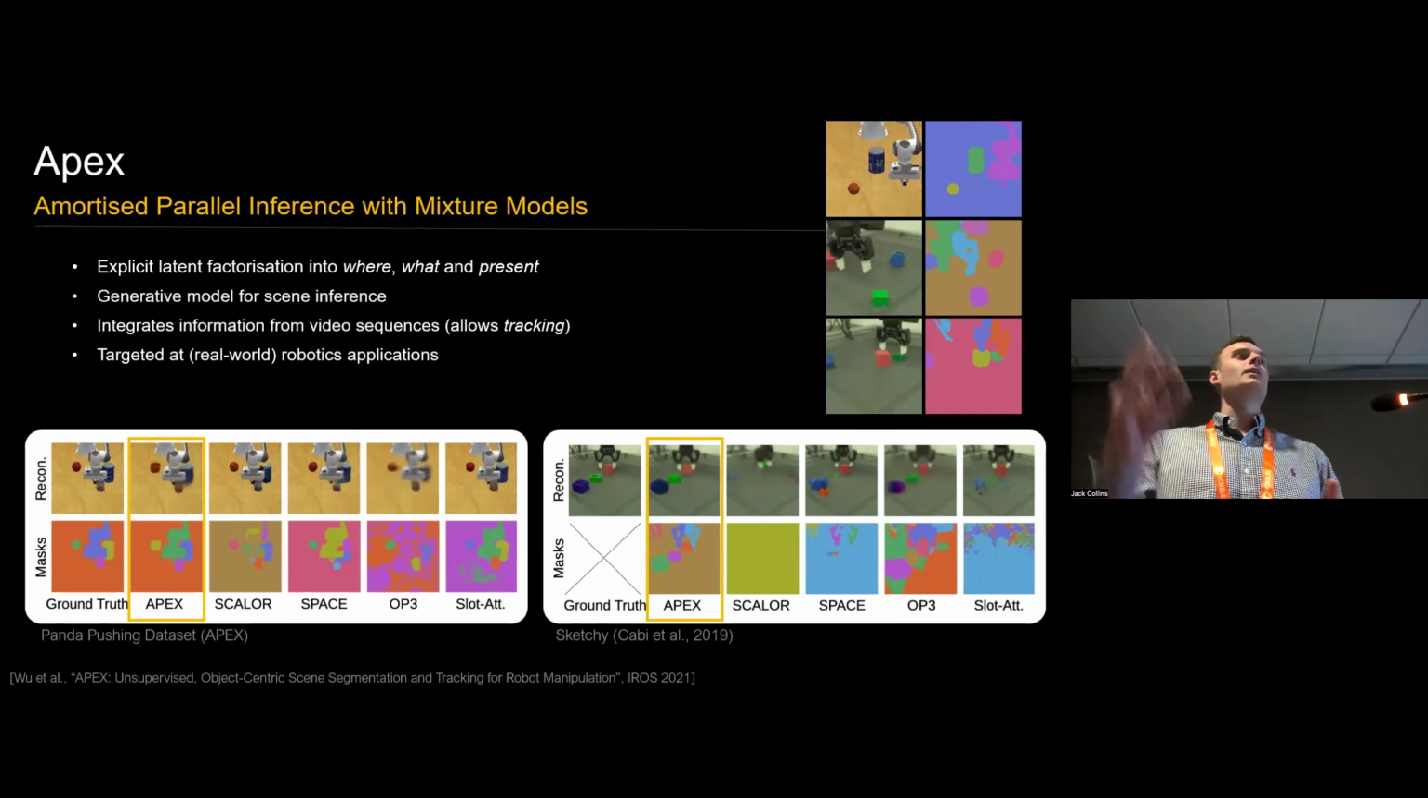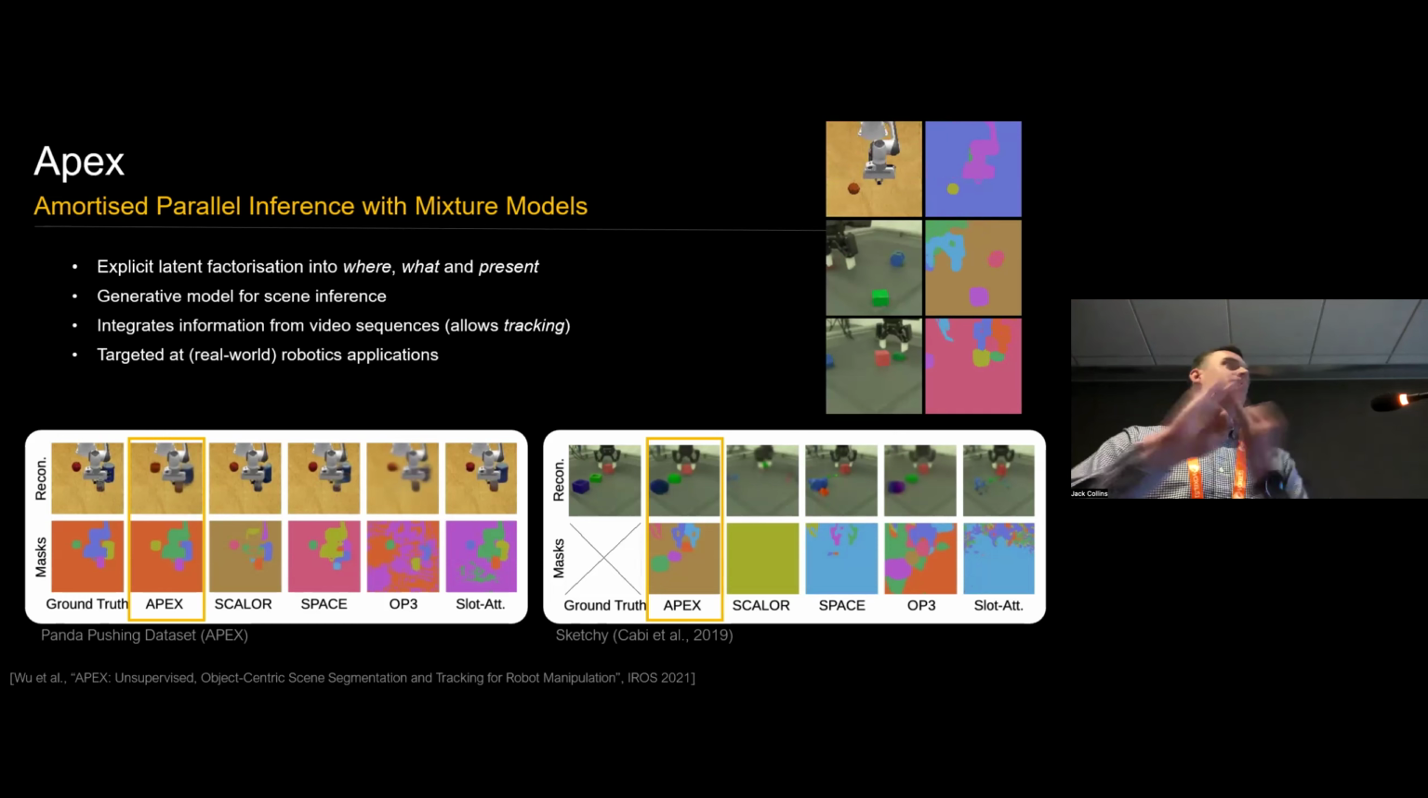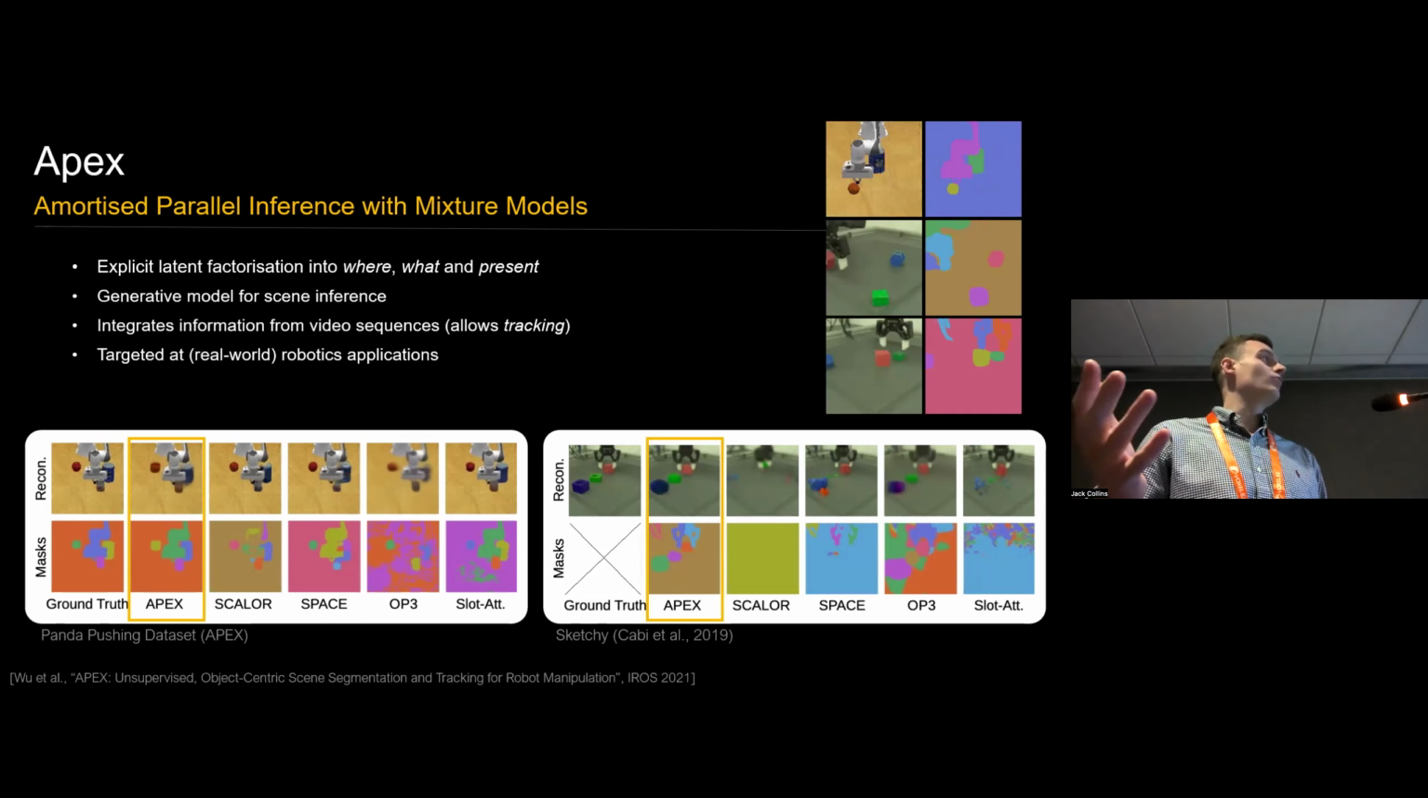So where being where the object is in the scene, what being the color, shape, texture, size, and so forth of the object, and present being a binary value of have we seen that object in this video sequence yet? By having that binary value for present, we can do tracking of an object throughout the entire scene. And what you can see up there is that it worked quite well and is quite stable for real-world images.